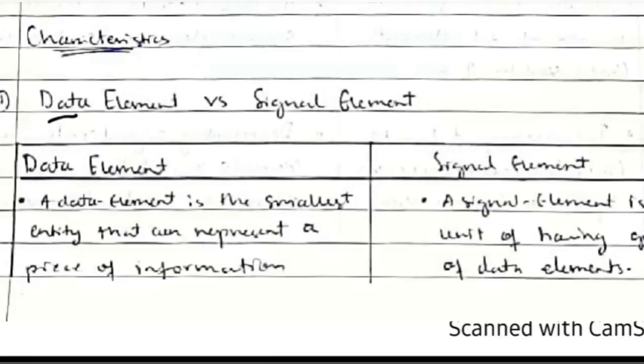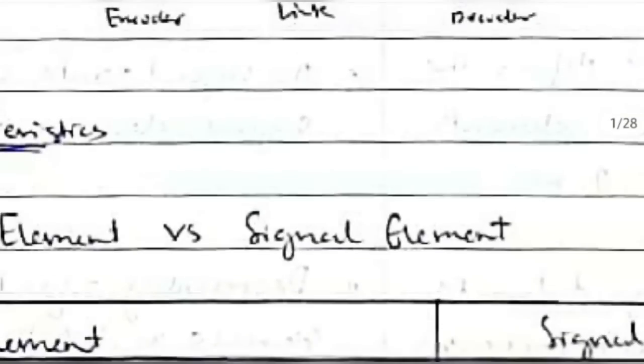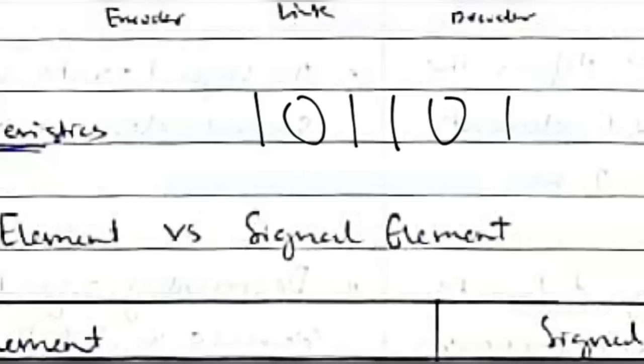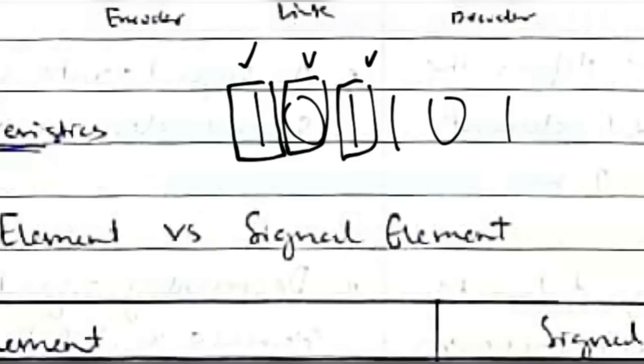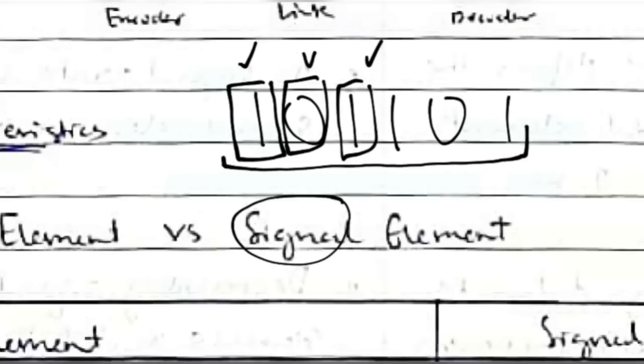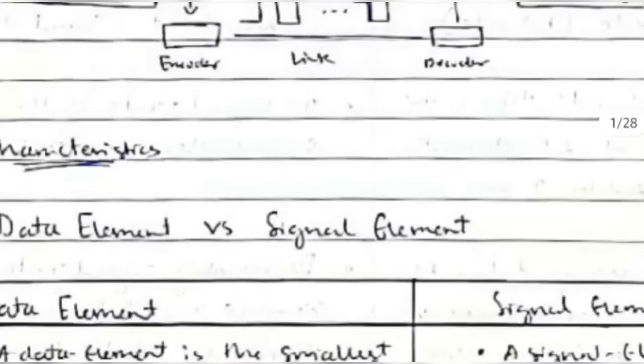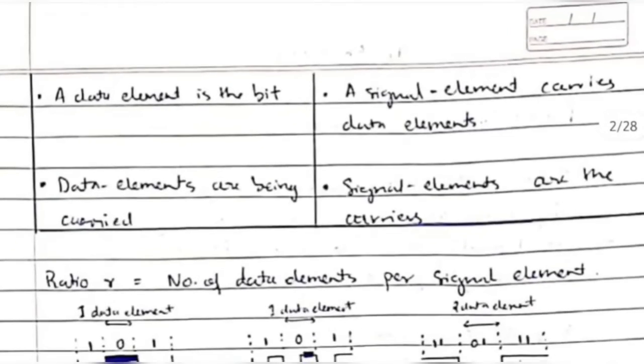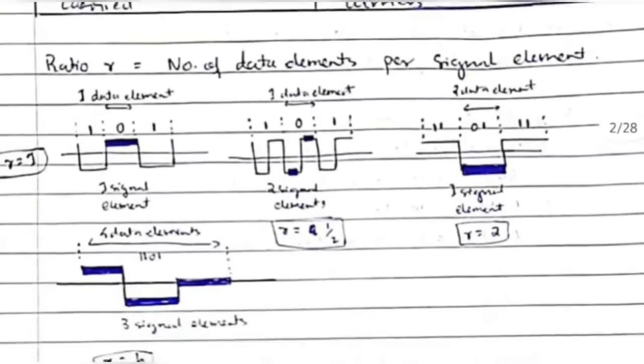What's the difference between a data element and a signal element? See, what's a data element? Suppose we have a group of bits here, 1 0 1 1 0 1. A data element is the smallest piece of information, which is a single bit. This is a data element, this is also a data element, and this is also a data element. Now if I make a group of these and consider it as a single element, that's known as a signal element. So a single piece of information is a data element, and the group of bits is a signal element.